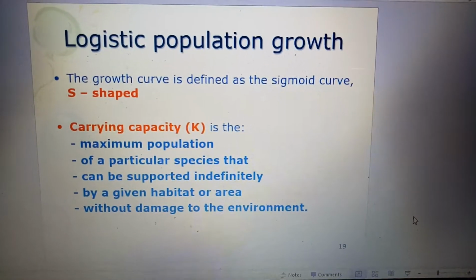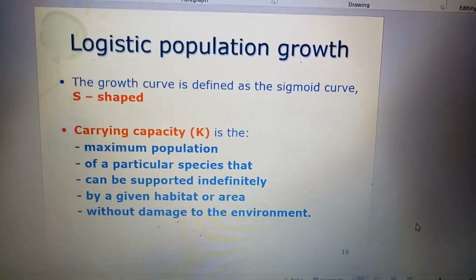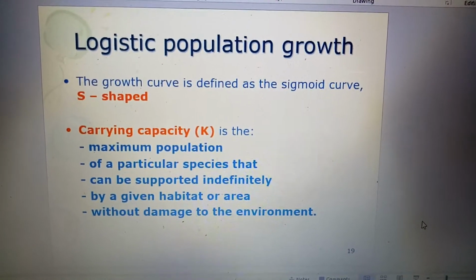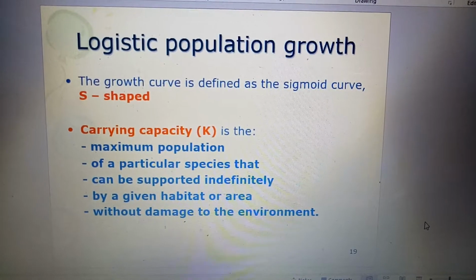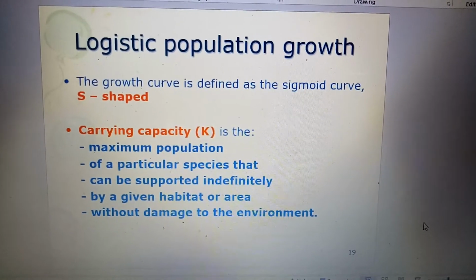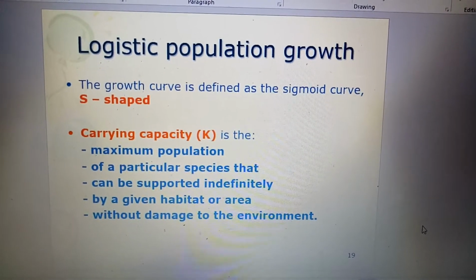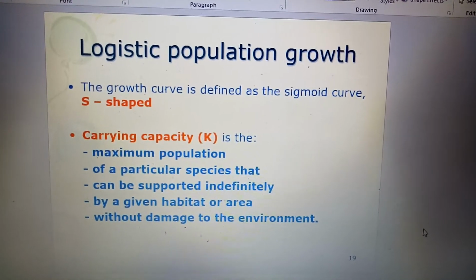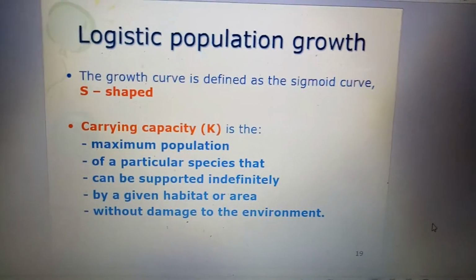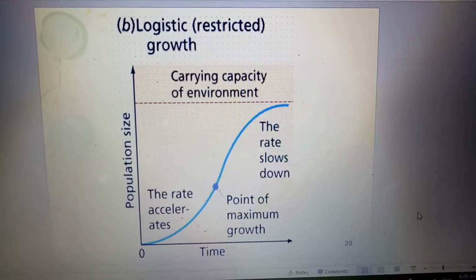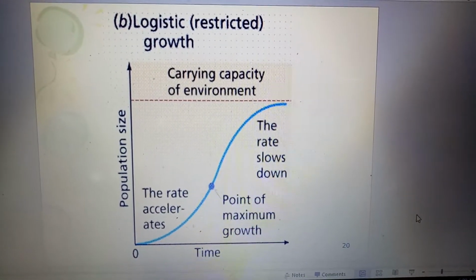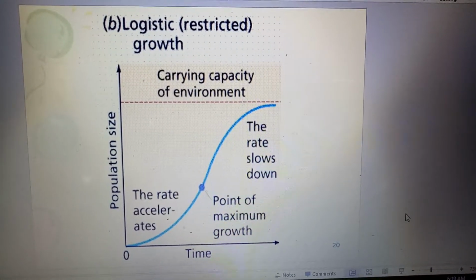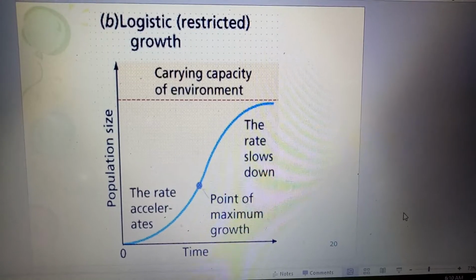In logistic population growth, the growth curve is defined as the sigmoid curve, which is S-shaped. Carrying capacity, or K, is the maximum population of a particular species that can be supported indefinitely by a given habitat or area without damage to the environment. As you can see from here, this is what we call the S-shape. This is logistic, restricted growth, population size versus time.